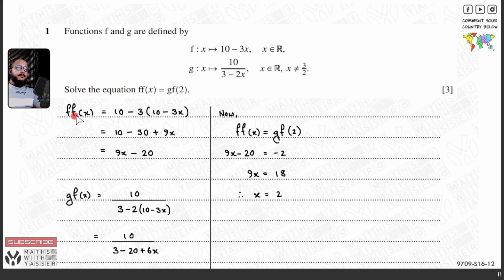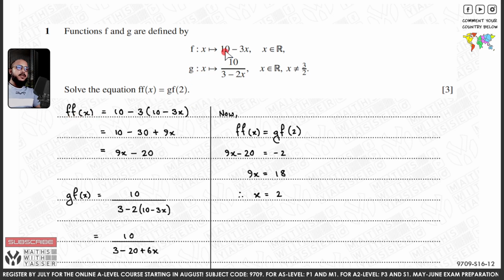So f of f(x) means basically we need to substitute this equation into x. So it will be 10 minus 3 times again 10 minus 3x. So we are substituting 10 minus 3x into x. So that gives us 10 minus 30 plus 9x. Simplifying this we get 9x minus 20.